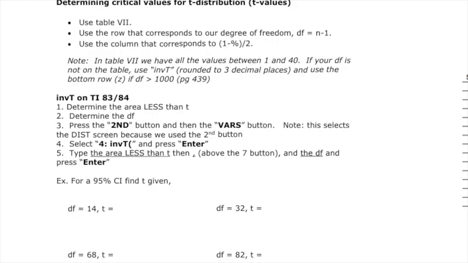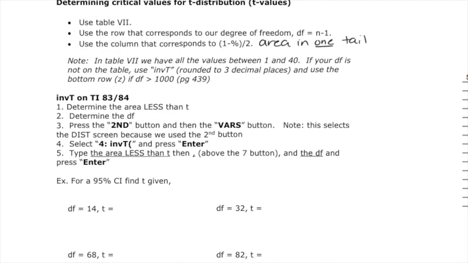As mentioned previously, we're going to be using a t-distribution. So when we're looking at calculating confidence intervals, we're going to need critical values. The critical values for our t-distribution are found on table 7. The row corresponds to our degrees of freedom, and the column represents the area in one tail. Now, in table 7, we only have values 1 through 40. If our degrees of freedom are not on the table, then we're going to use inverse t.